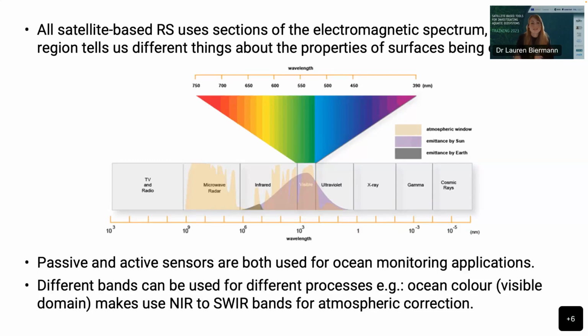So different satellites utilize different parts of the electromagnetic spectrum, and from that we can derive different variables to measure. Passive and active sensors are used for ocean monitoring, so we're going to cover this in a bit more detail. Passive sensors are your optical sensors.